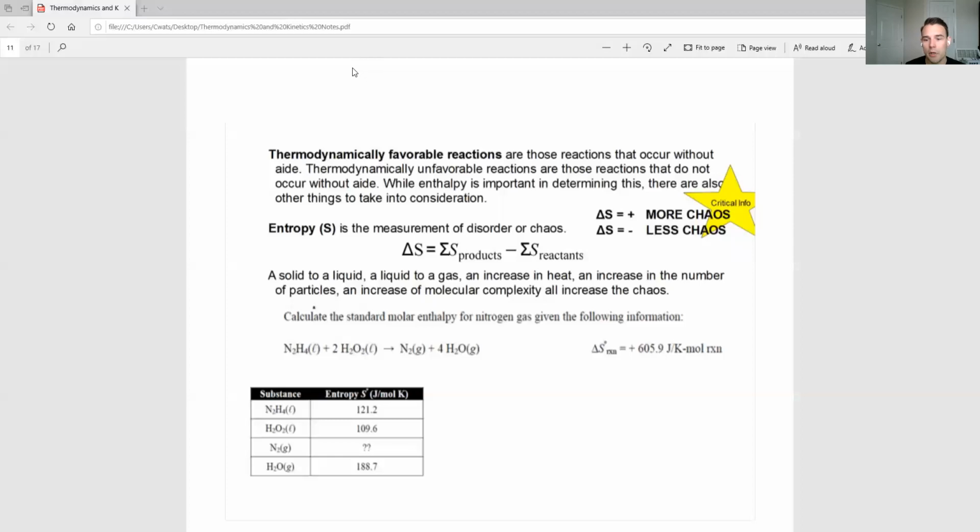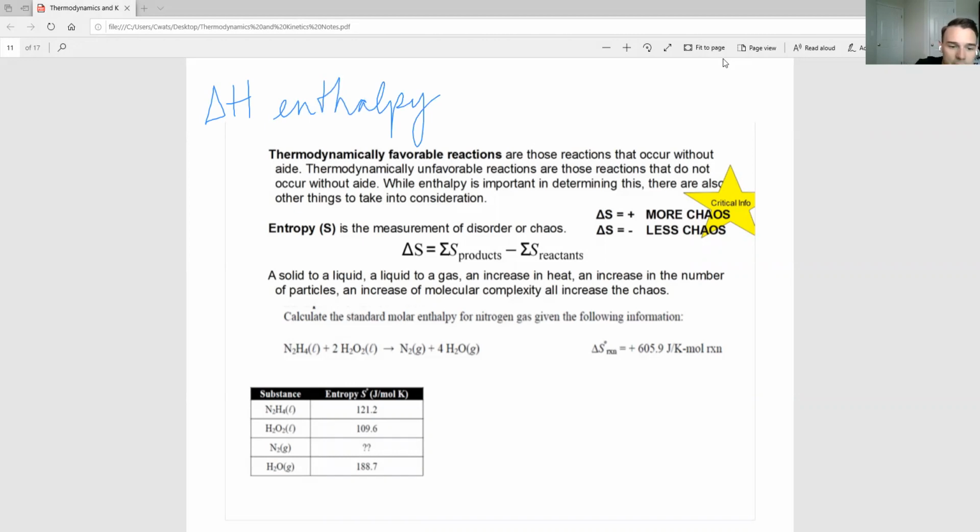While enthalpy is important in determining this, there are also other things to take into consideration. So when we talk about if a reaction is thermodynamically favorable or unfavorable, it just means, will this occur by itself? Do I have to do something to it? One of the things that goes into a reaction being thermodynamically favorable, of course, is our delta H, which we know is our enthalpy.